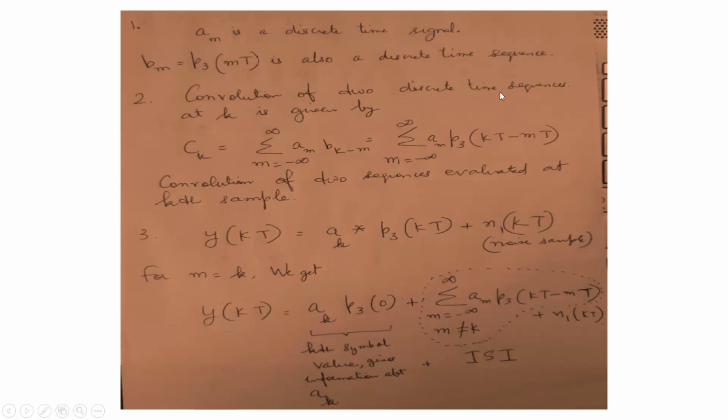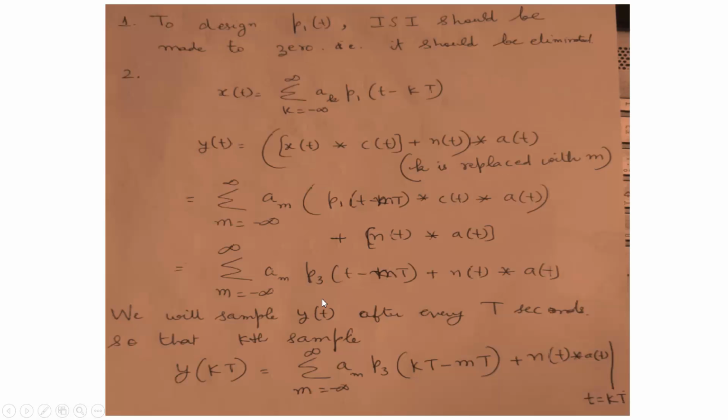So the convolution of two discrete time sequences at k is given by this. This is the resultant sequence after the convolution has been performed between a_m and b_m. So this is c_k. So c_k can be represented as the discrete time convolution, in the discrete domain, and this is equal to, of course, a_m p3(kT minus mT). So we can represent the convolution of the two sequences in this form. Now, convolution of two sequences evaluated at the kth sample. So we are evaluating the convolution.